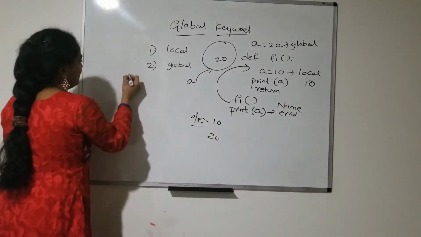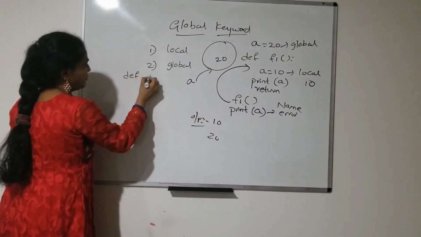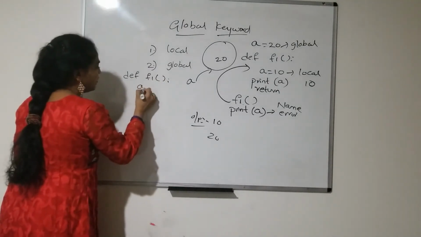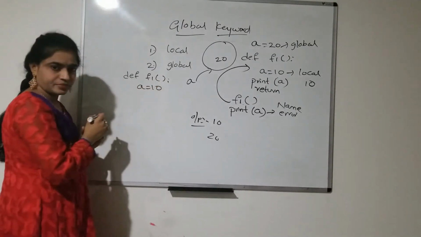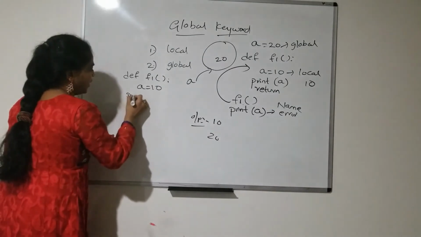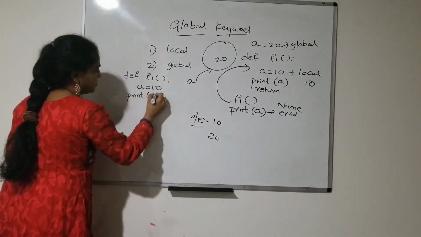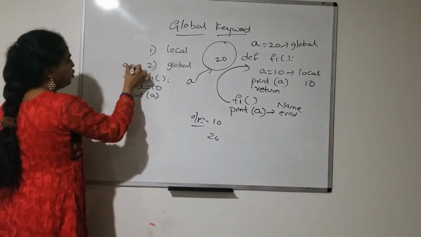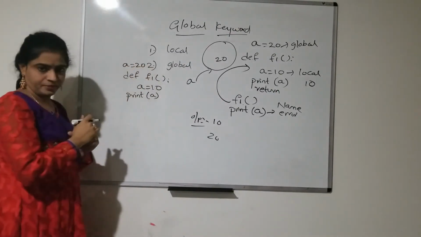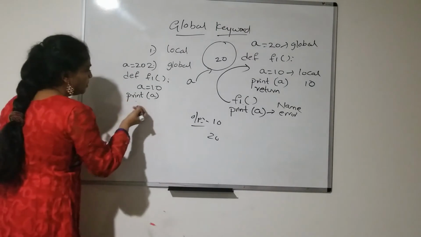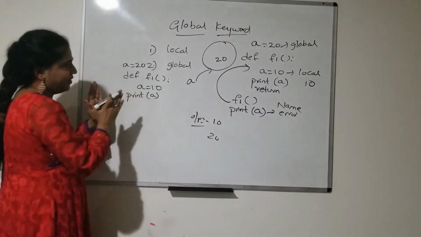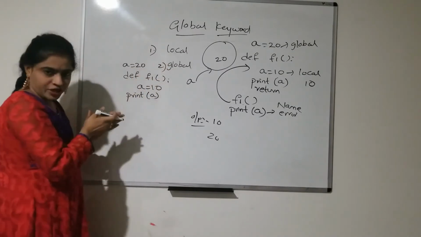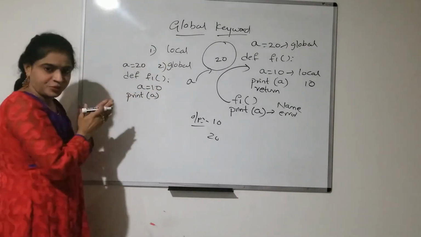So, here see, I am taking a function def f1. Okay. So, A equal to 10, print of A. Here I have a global variable A equal to 20. Now, up to here everything is clear, right. No need to give any explanation. Till now everything is clear.